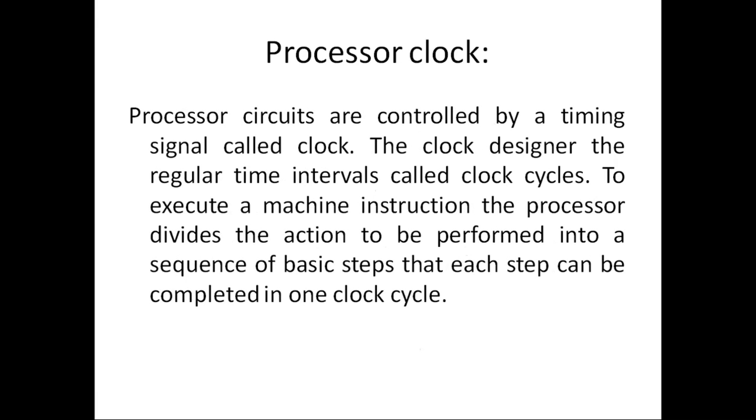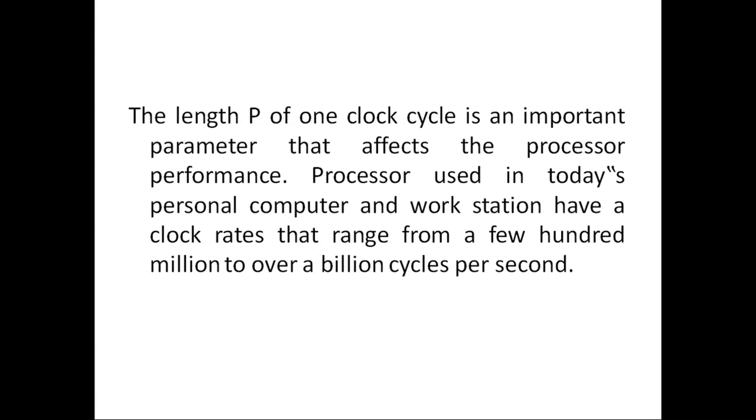Now we go to the processor clock. The processor circuits are controlled by a timing signal, which we call the clock. The clock defines regular time intervals called the clock cycle. To execute a machine instruction, the processor divides the action to be performed into a sequence of basic steps, and each step can be completed in one clock cycle. The length P of one clock cycle is an important parameter that affects the processor performance.